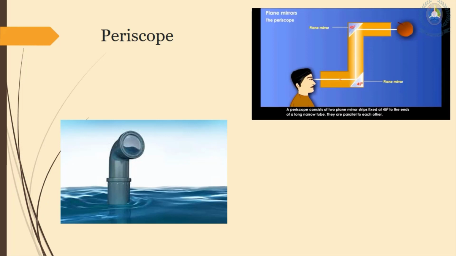Periscope. Periscopes are used in submarines. It is also ideal for looking over a wall or looking around a corner. A periscope is an instrument for observing things from a hidden position. It is made up of mirrors placed at an angle of 45 degrees at each end of the tube.